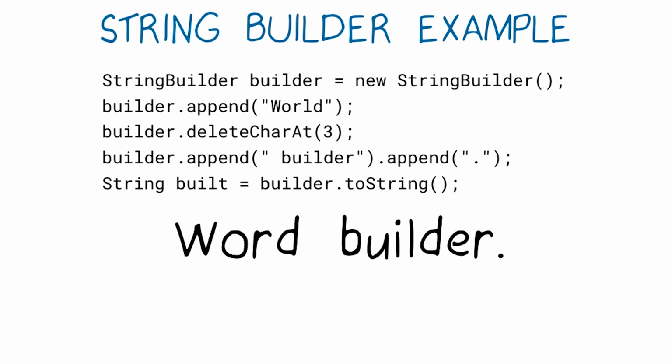When we're done building, we can get a frozen immutable string by simply calling the toString method. So as we finish, we can see that the string variable built now contains the contents word builder.